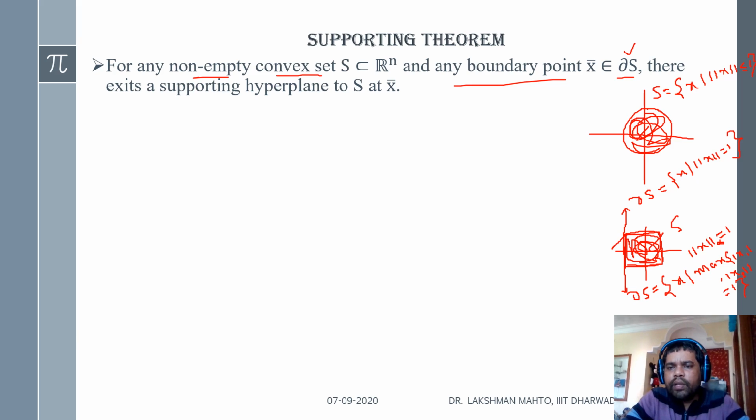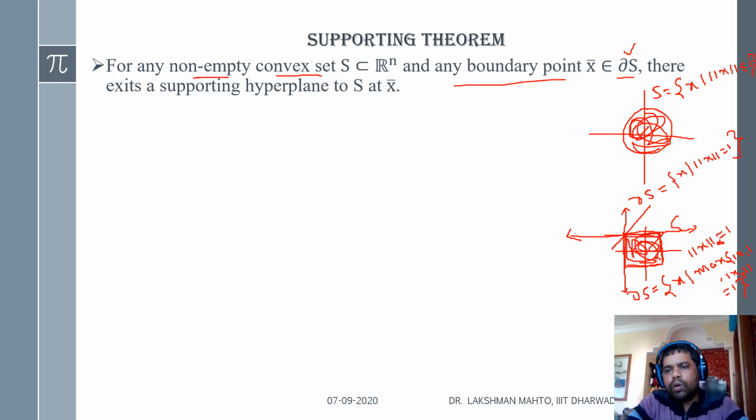So supporting hyperplane. But if you come to find a supporting hyperplane at this point, at a corner point, there are infinitely many supporting hyperplanes. One is this one, another is this one, and this one will also be a supporting hyperplane. So at a corner you observe infinitely many supporting hyperplanes.